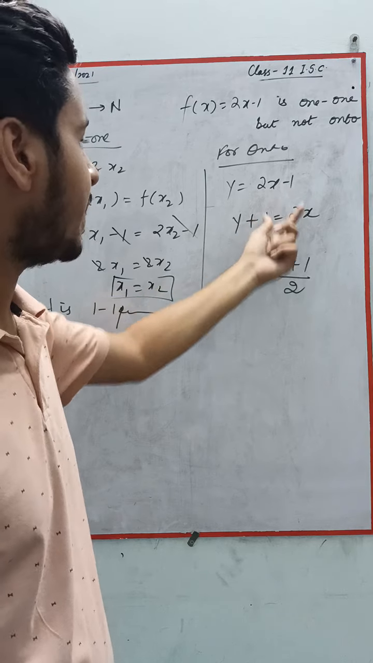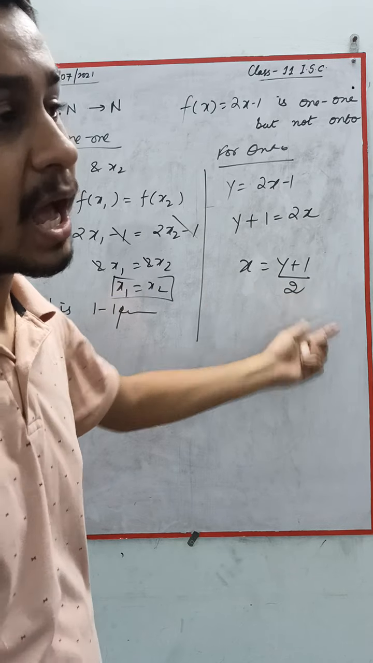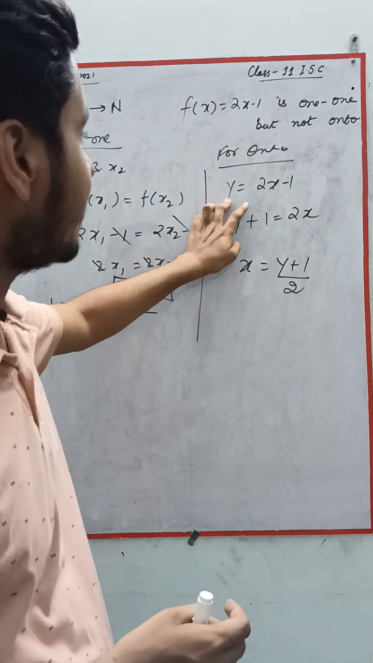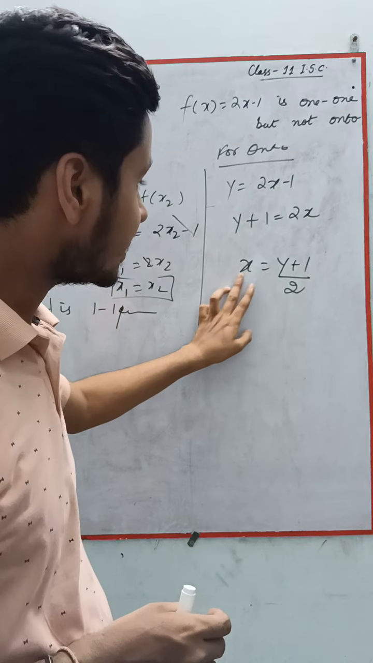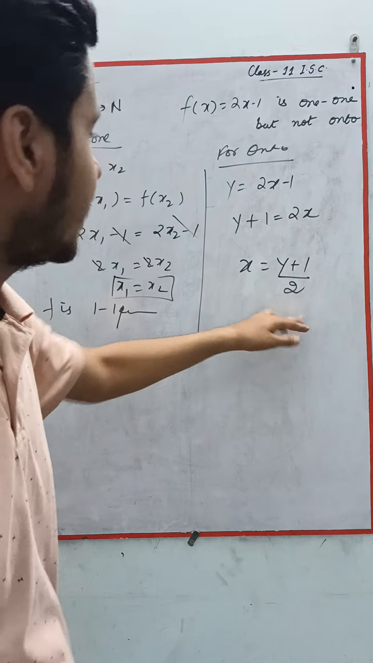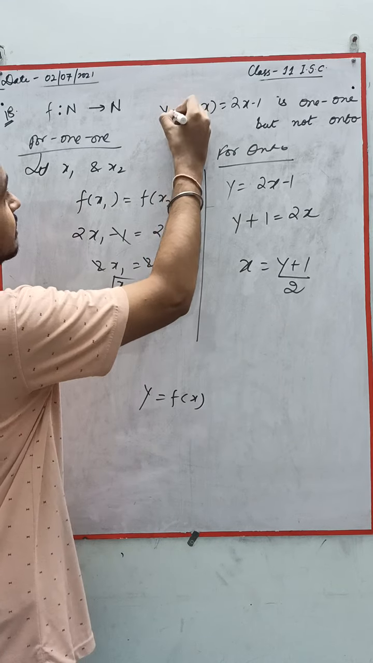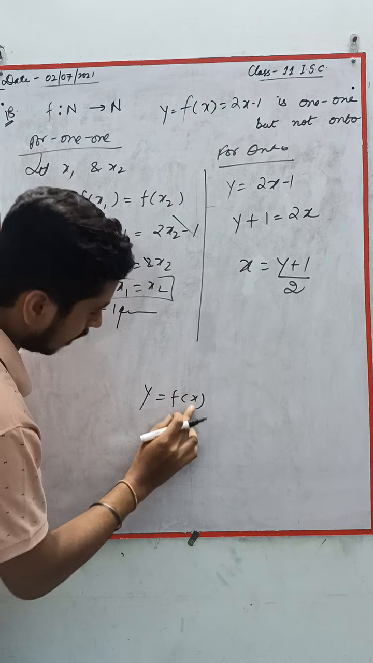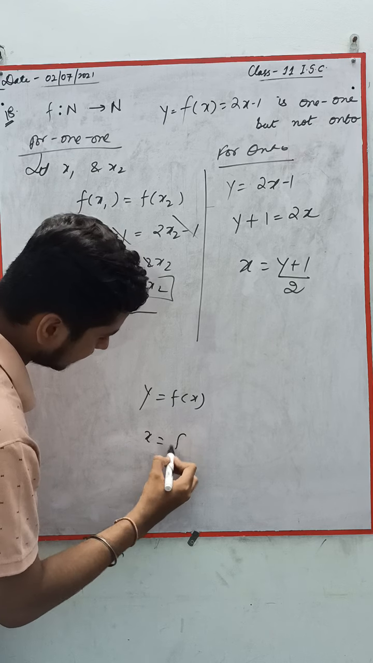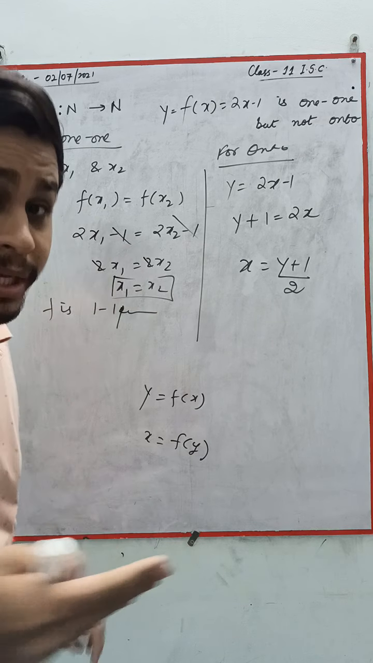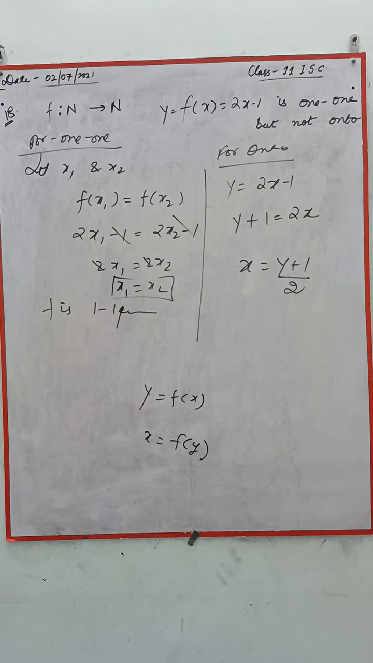Now I have converted my equation in terms of y. I have reverted. That means y was in f(x), now my x is in f(y) form. Previously I considered y equal to f(x), now I am trying to write x equal to f(y). That means I am going in reverse. So here you need to understand this thing.